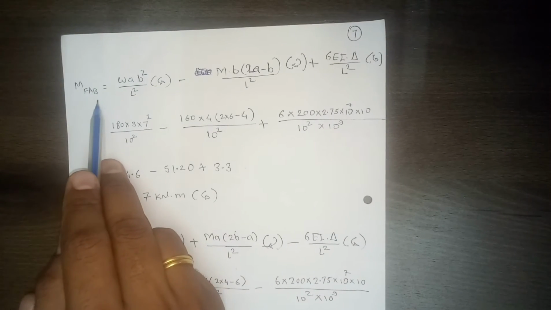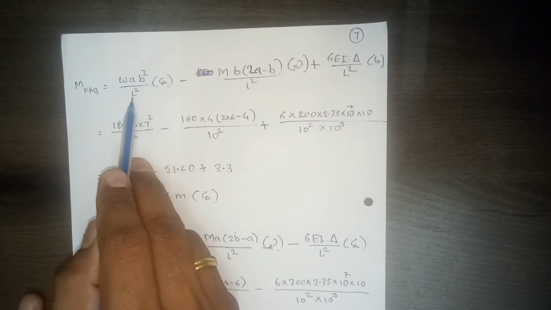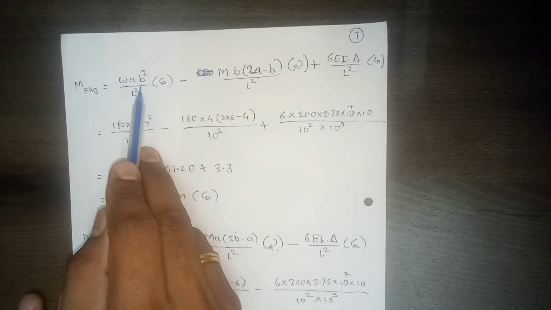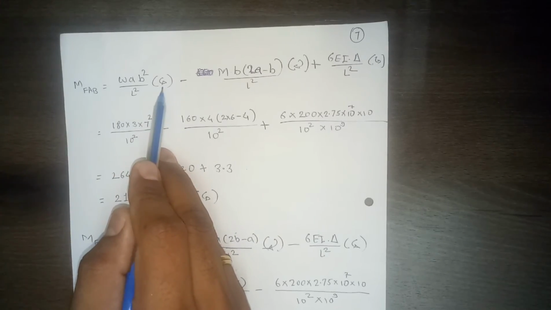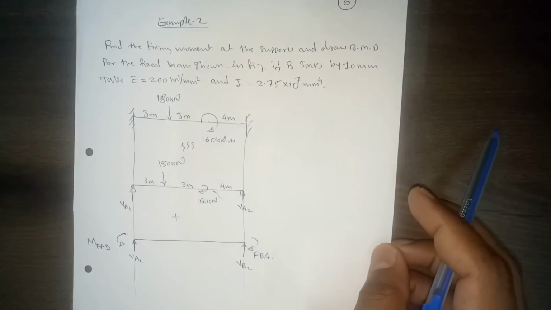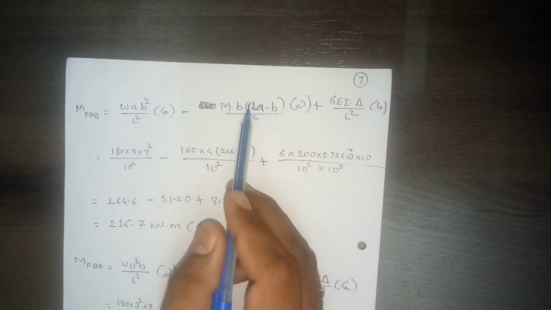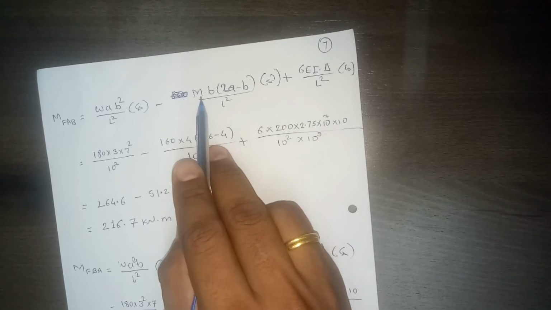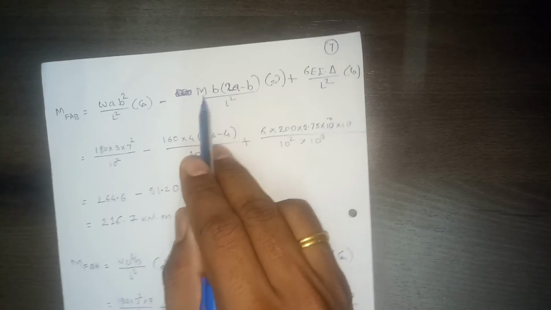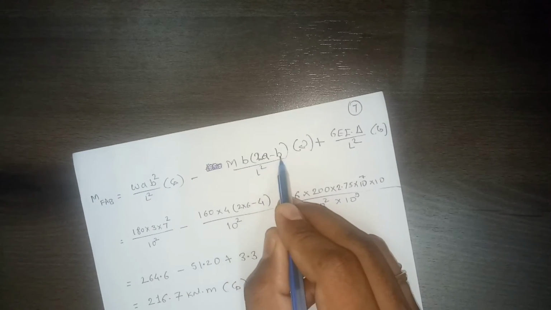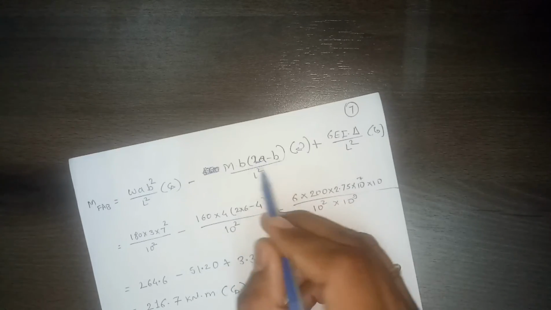So fixed end moment at A will be equal to W a square b... W a b square by L square. This moment is anti-clockwise. Then minus the fixed end moment, this is what I was telling. The fixed end moment due to concentrated moment can be written in this way also, but in that case, instead of 2a minus b, they will write b minus 2a. Even some people write it in terms of L also.